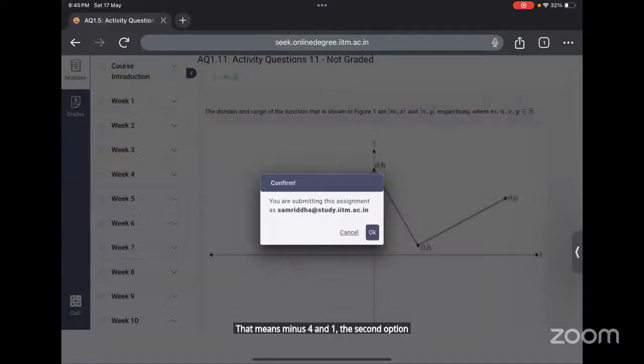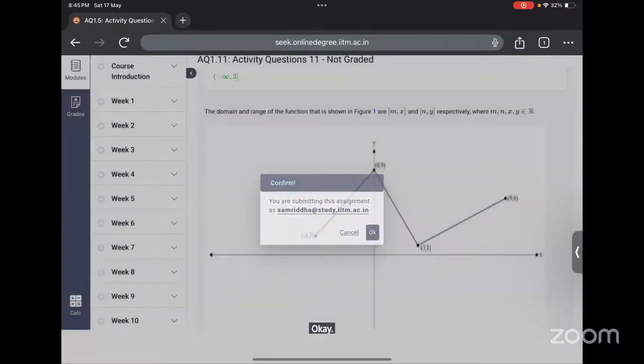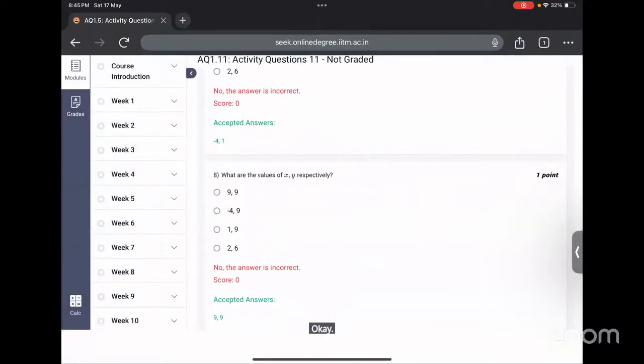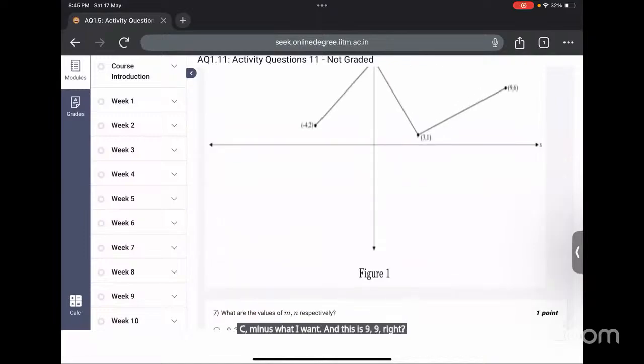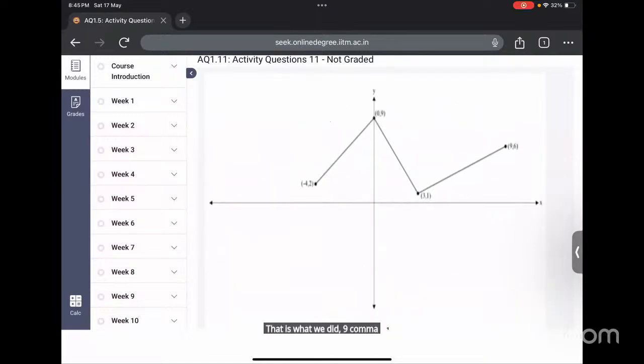You can check whether it is correct or not. See, -4 and 1. And this is 9, 9, right? That is what we did, 9, 9. Okay? Clear? Yes, ma'am.